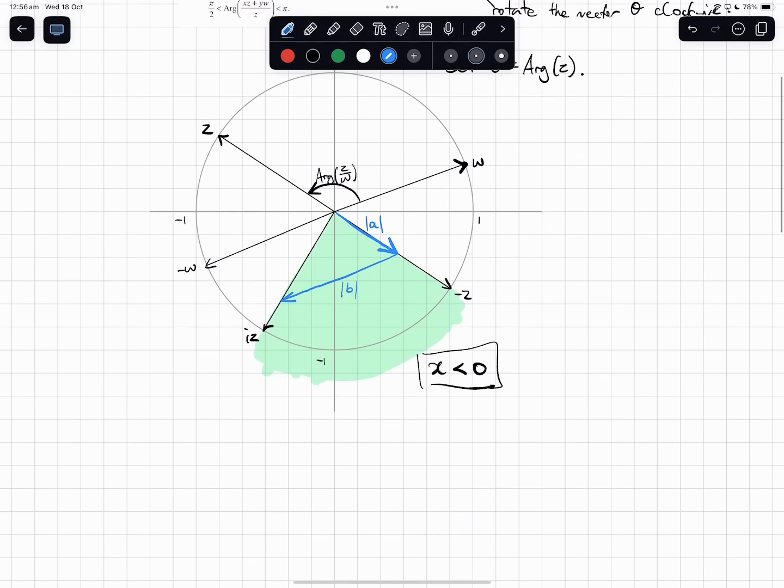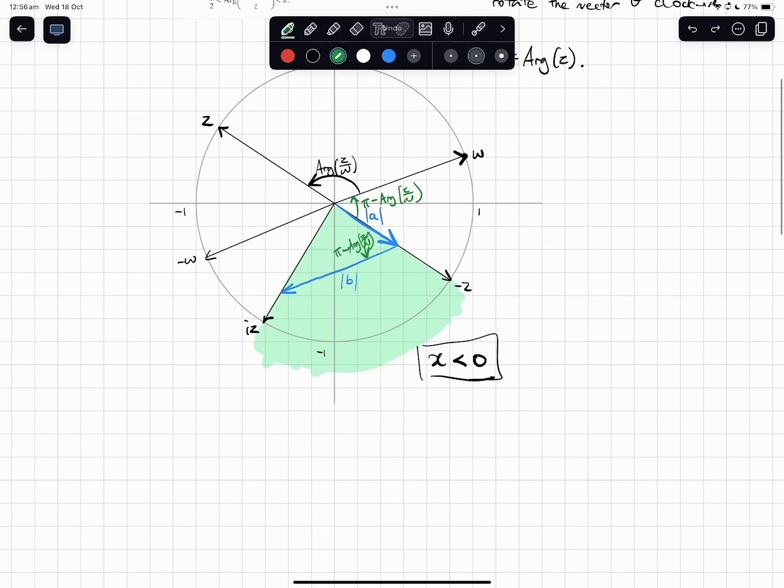Okay, so this is where the geometry comes in. I know for a fact that this angle here is arg of z on W. And, well, you go and do some year 7 geometry with parallel lines. This angle here is going to be pi minus arg of z on W. And so therefore, this angle here is also the same. This is pi minus arg of z on W. Okay, so it's a bit messy there. But essentially, this angle here is pi minus arg of z on W.